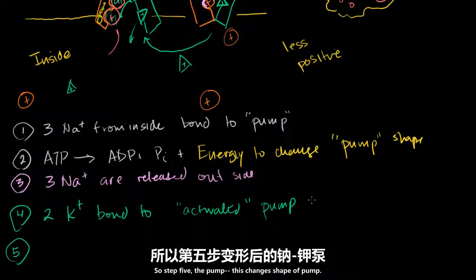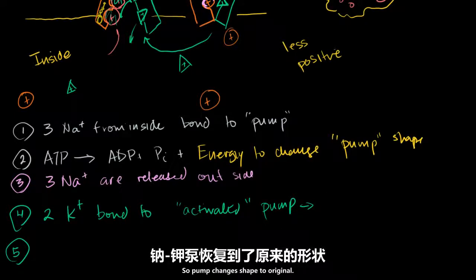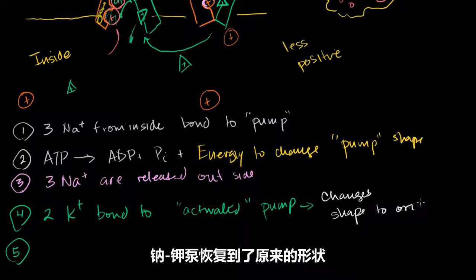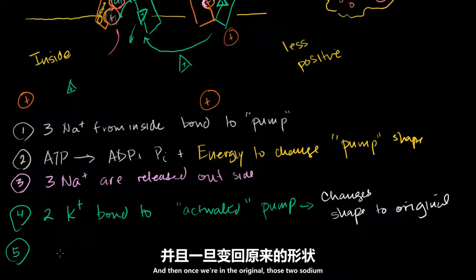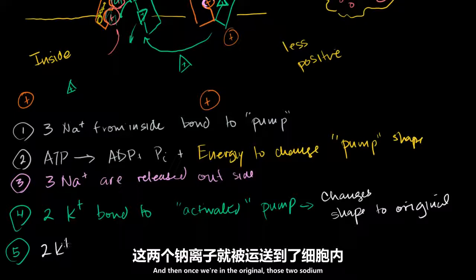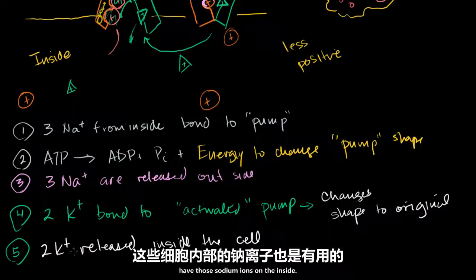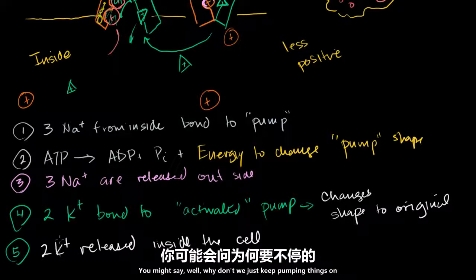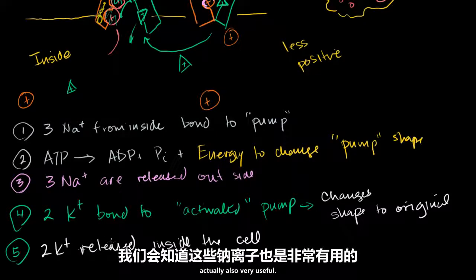So step 5, this changes the shape of the pump. The pump changes shape to original. And then once we're in the original, those two sodium ions are released inside the cell. And we're going to see in the next few videos why it's useful to have those sodium ions on the inside. You might say, well, why don't we just keep pumping things on the outside in order to have a potential difference? But we'll see these sodium ions are actually also very useful.